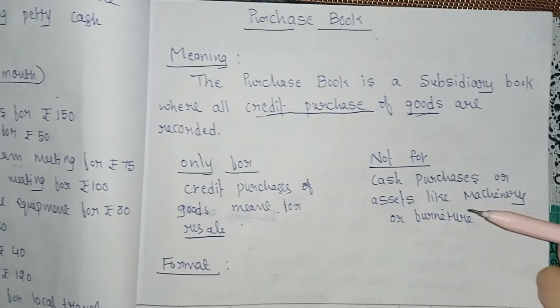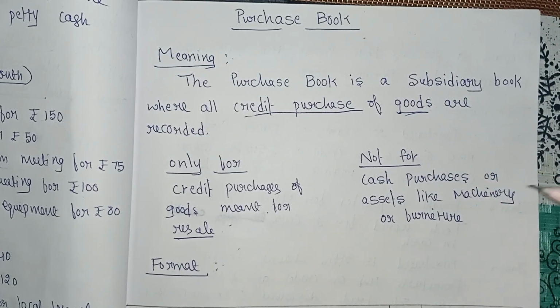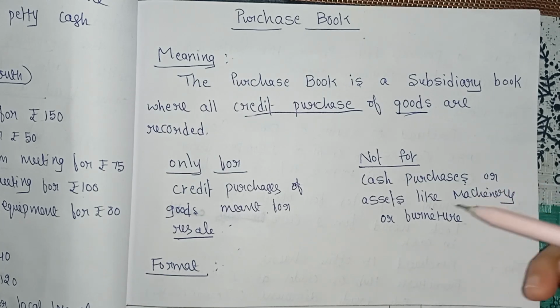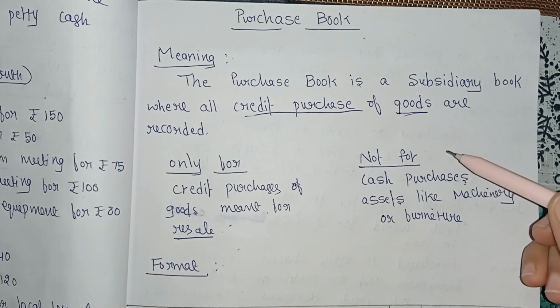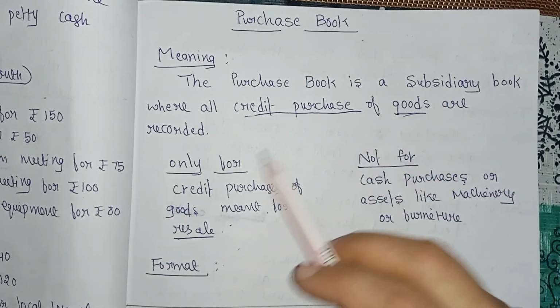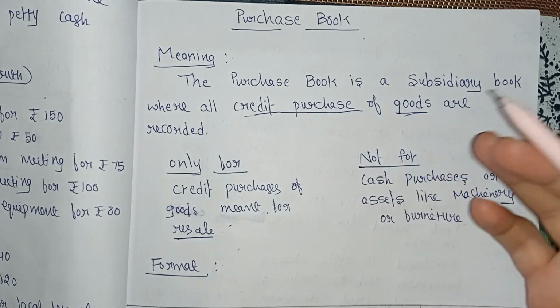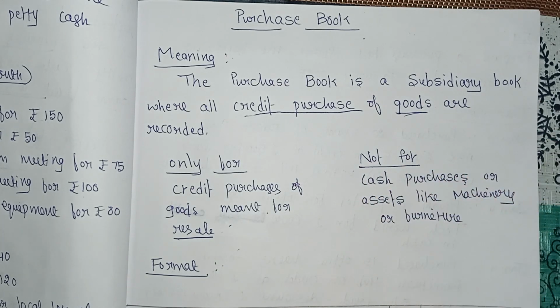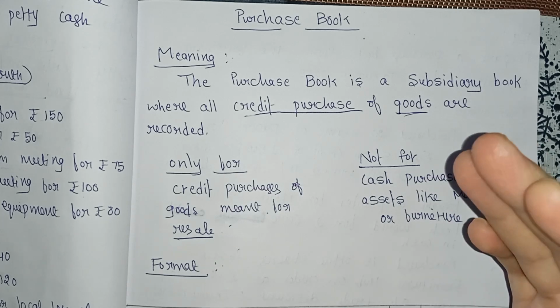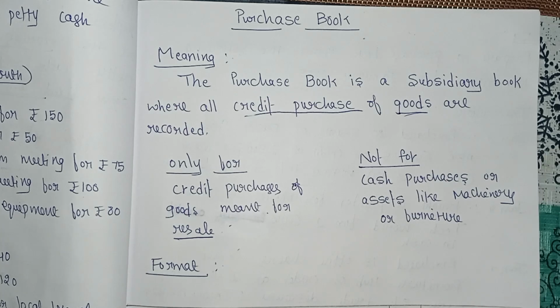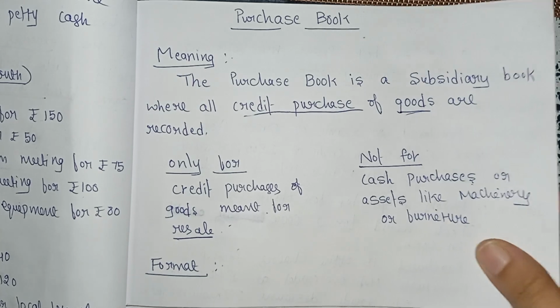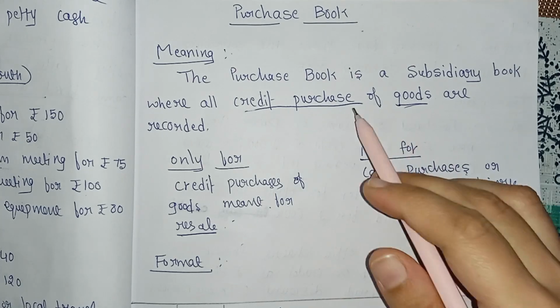So in this purchase book we will not record cash purchases. We will record cash purchases in the cash book, and assets like machinery or furniture we will also not record in the purchase book. Here we record only credit purchases of goods. We purchase those goods on credit and sell them to the customer, and we do not use them for our business purpose. We have to sell those goods to the customers in the ordinary course of business. Only those transactions we record in the purchase book.